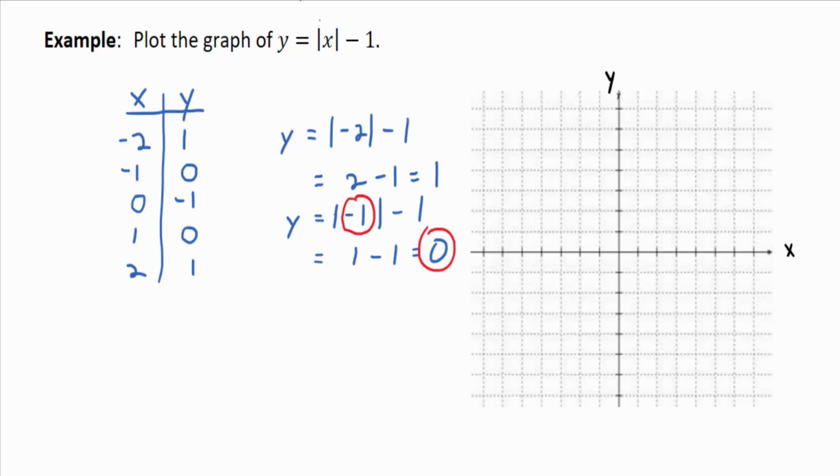So we plot these values. I'll start out at 0, -1, and then we're at -1, 0, +1, 0. So I'm not plotting these in order. I plotted this one and then this one. And then -2, left 2, up 1. That's this guy. And then right 2, up 1.